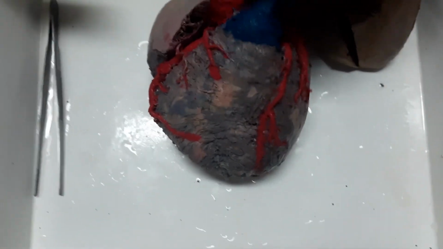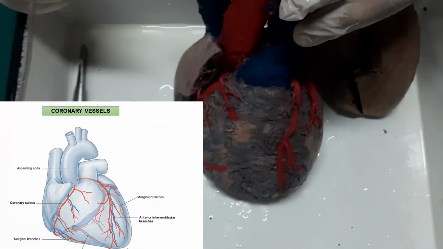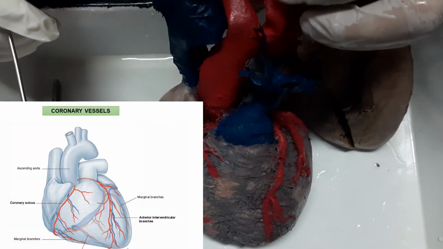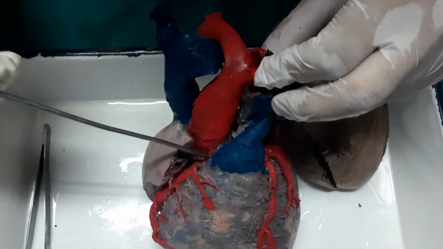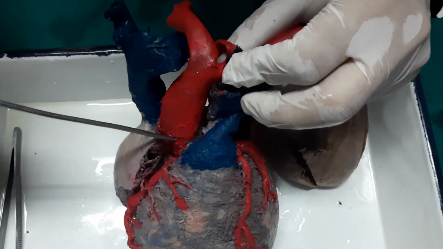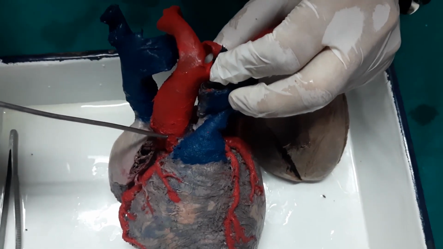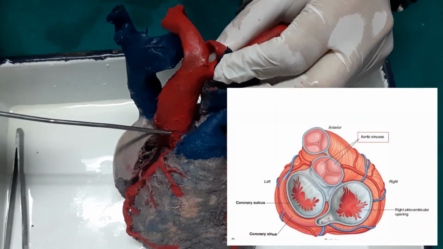Now we are moving towards the coronary vessels. Usually the heart is supplied by two coronary arteries, the right and the left coronary artery. You can see this is the ascending aorta here. Inside the ascending aorta there lie the aortic sinuses. There are two aortic sinuses, anterior and posterior.